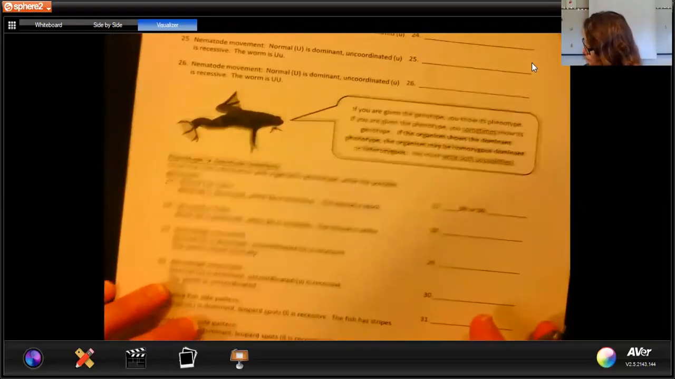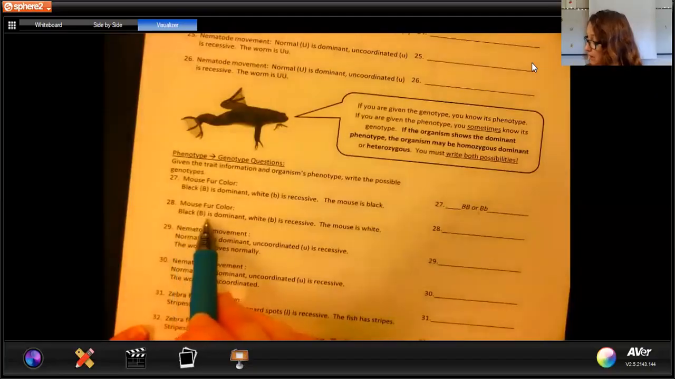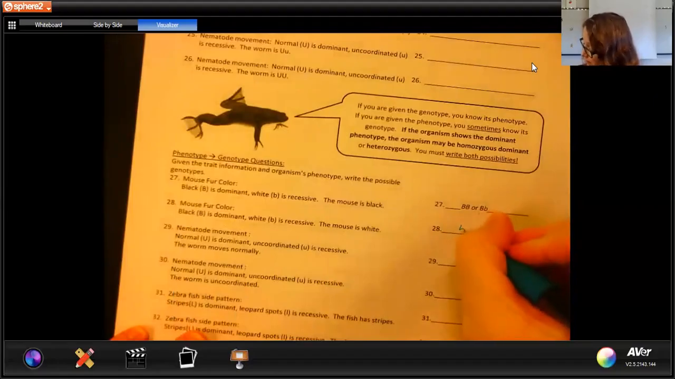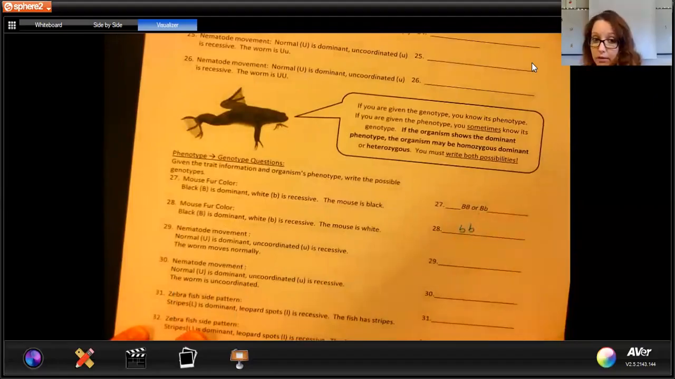So this one's a bit easier. The big B is dominant, the little b is recessive, the mouse is white, and white is recessive. It can only be little b, little b.